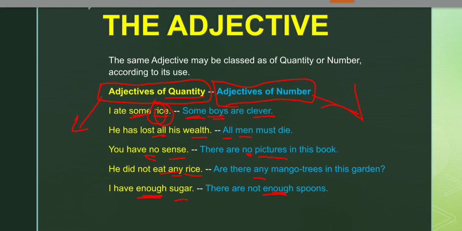and in the third we have picture, mango trees, and spoons. So all these nouns are countable nouns, so we may easily recognize the difference between these two, adjectives of quantity and adjectives of number. Adjective of number qualifies countable nouns, and adjective of quantity qualifies uncountable nouns. So this was the difference.